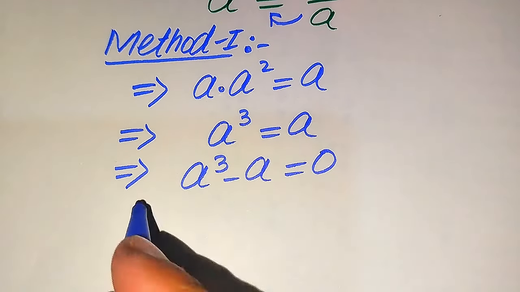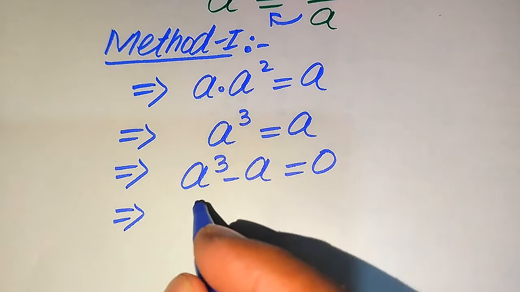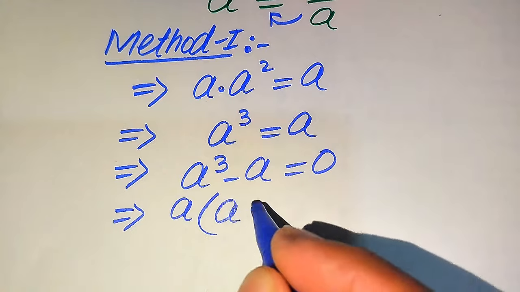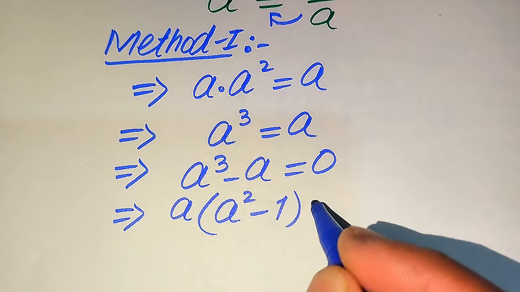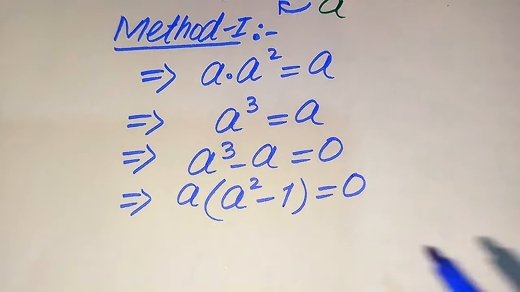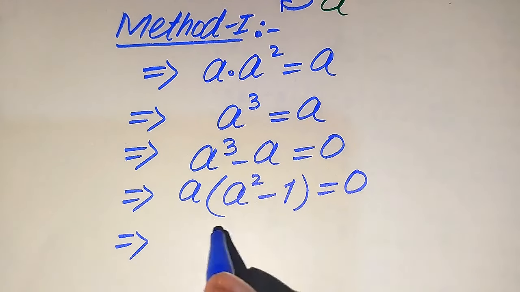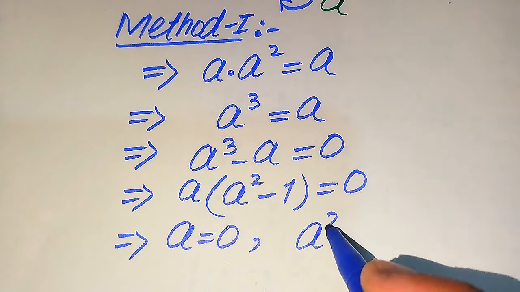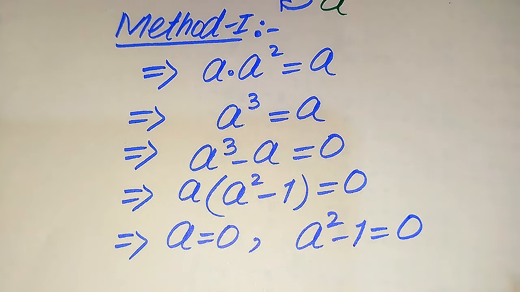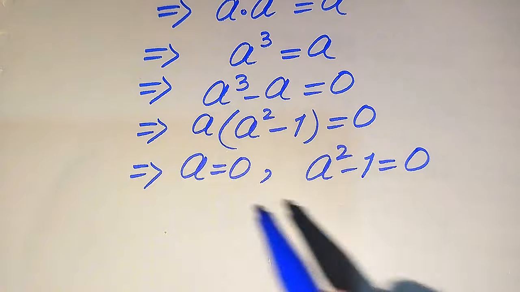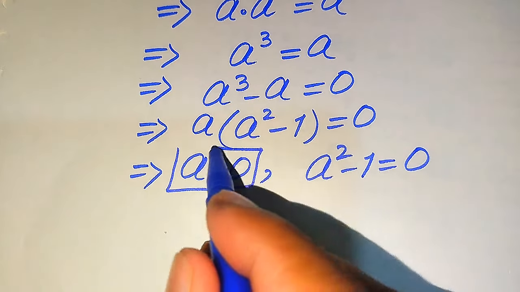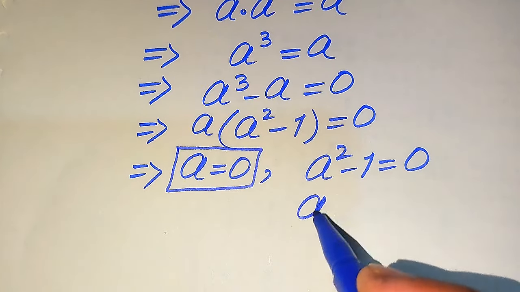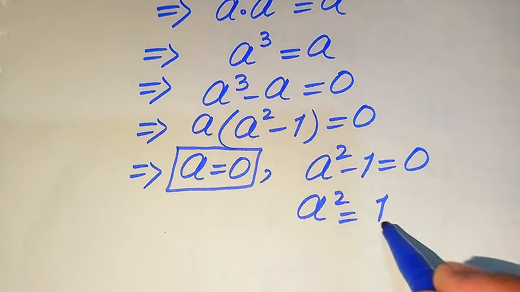And now you see here both of these terms involve a, so we need to take common a from here, and when you take common a we get the remaining values a square minus 1 equals 0. So here we divide this equation into two cases. The first case is a equals 0, and the second case is a square minus 1 equals 0. This is our first root of the given equation, and from here we easily get the other roots. We need to move this minus 1 to the right hand side, and it becomes plus 1.